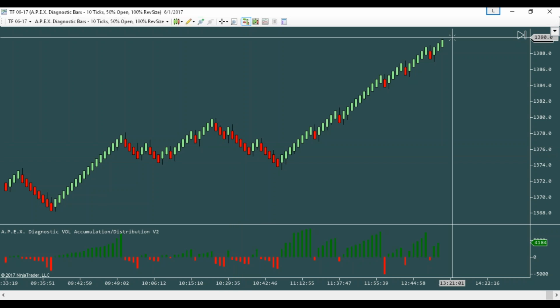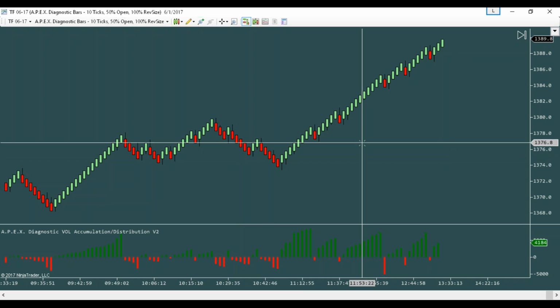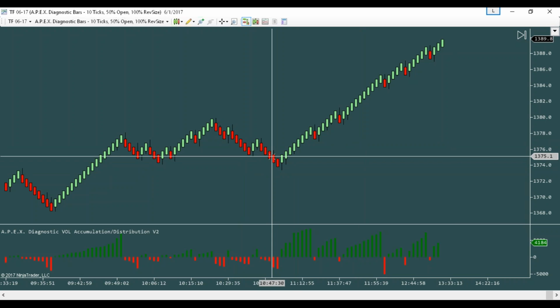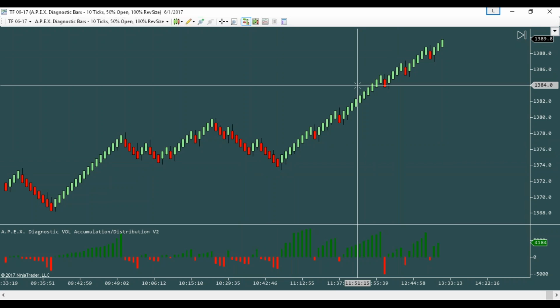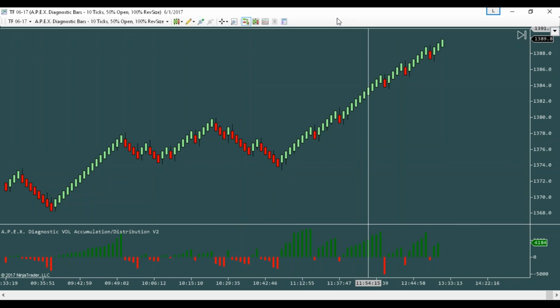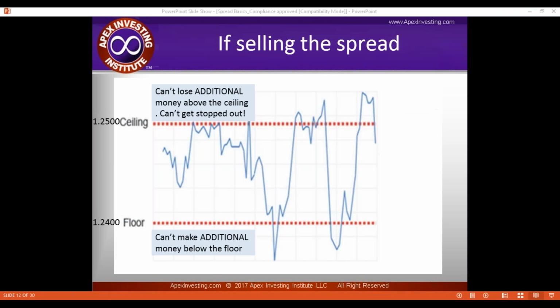Because it just shot against us. And we, in a sense, have unlimited risk because it could just keep going and going against us unless we get out, right? Well, that's the difference with a Nadex spread. And let's take a look here. I can't lose additional money above this ceiling.